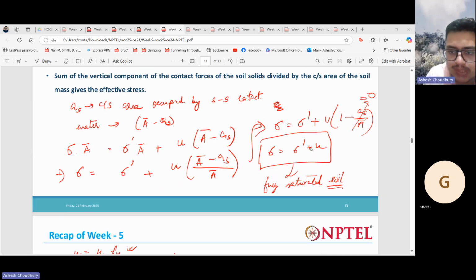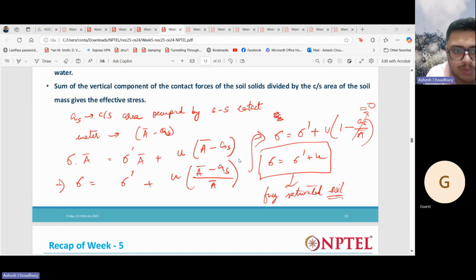So total stress is effective stress plus pore water pressure. Effective stress is total stress minus pore water pressure. Effective stress is very important because that is the actual stress that is transferred to the soil, granular contact to contact.